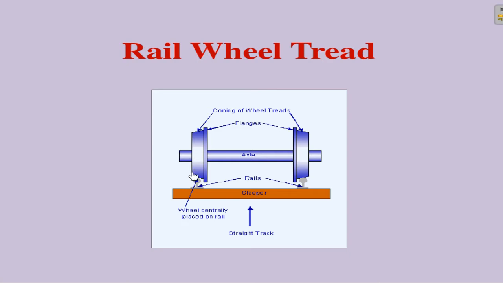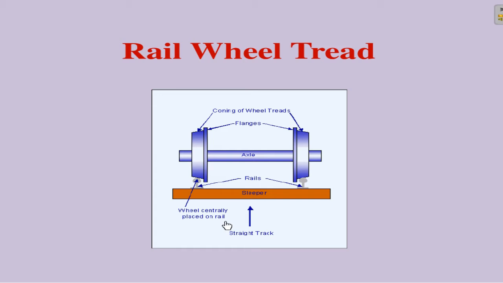What you can notice here is, this diameter or circumference is comparatively less compared to this portion. Same here also, this has more circumference compared to this portion. So, evidently you can understand that this is sloped. If you extend this, it will be in the form of a cone. Now we have to understand why we provide this coning. This is shown in the case of a wheel which is centrally placed on rail, and this happens in a straight track.